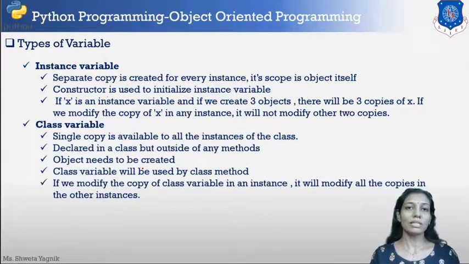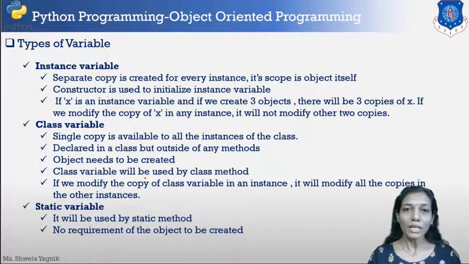The next type of variable that we are going to see is the class variable. As the name suggests, it is not specific to an object, but it is common for all the objects. So the scope of this type of variable is the class. Even if you modify the variable, it will be reflected in all the objects because the memory is common. It is not separate for the individual object as in the case of an instance variable. The class variable will be used by a class method. If we want to modify it, we can access it using an object as well.